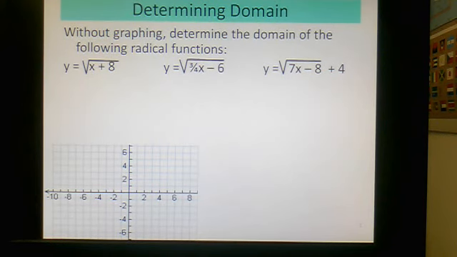Now, when you're ready for it, we'll get back to this last part. I'm going to pause this for a minute for the last part.